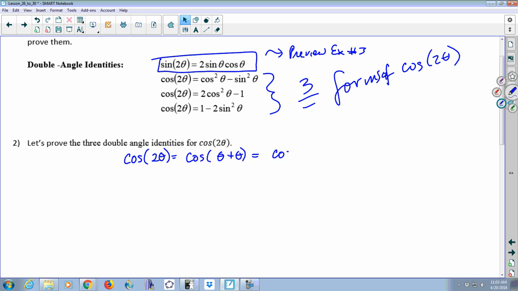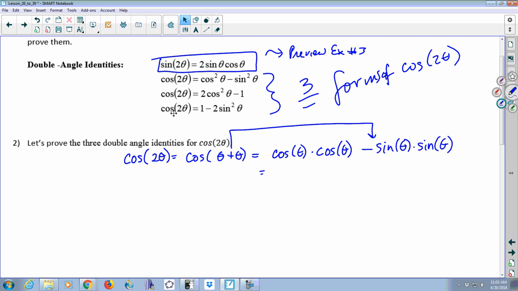So we get the cosine of theta, remember, cosine likes to keep to itself, times the cosine of my second angle, which is also cosine of theta. My sine always changes with cosine. It's going to change to minus. And now it's sine's turn for each angle: sine of theta times sine of theta. That equals the cosine squared of theta.